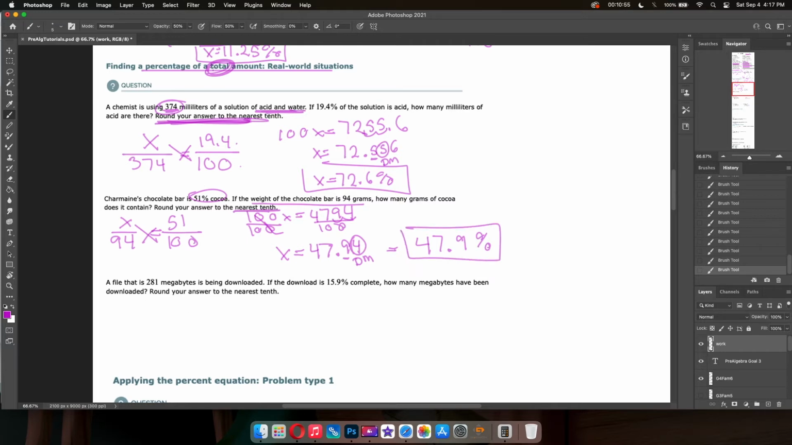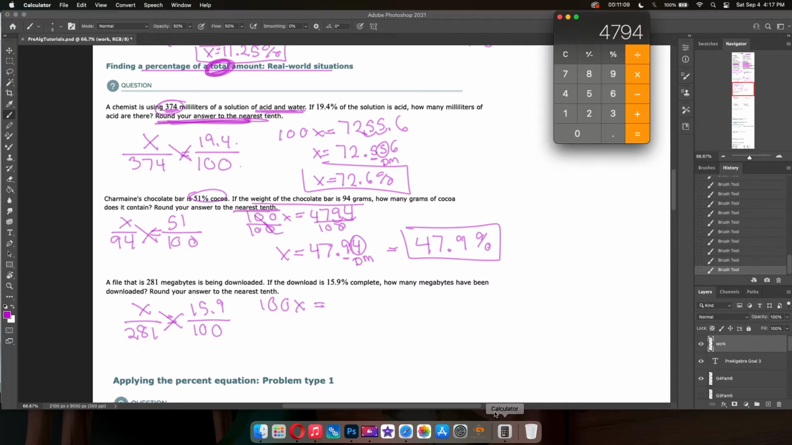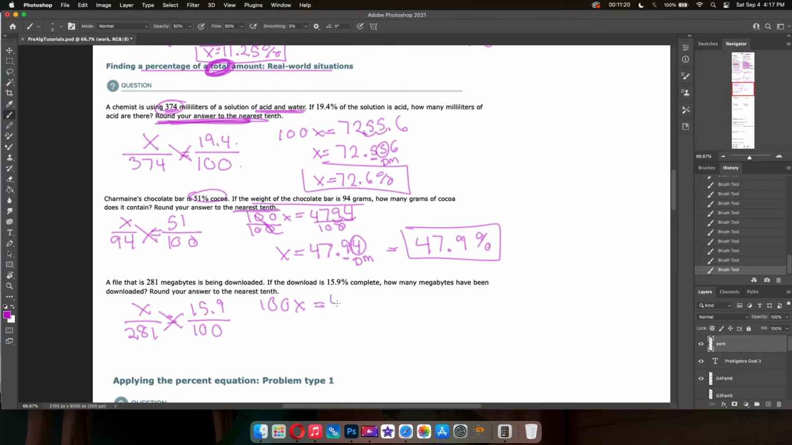I've done this enough times, and now that we know that total is such a dead giveaway, I'm just going to dump the 281 underneath the fraction bar, and then it's 15.9% over 100. Cross multiply. 100x equals whatever that is. So 15.9 times 281. Enter. That's going to be 4467.